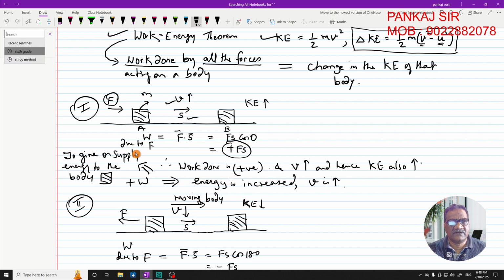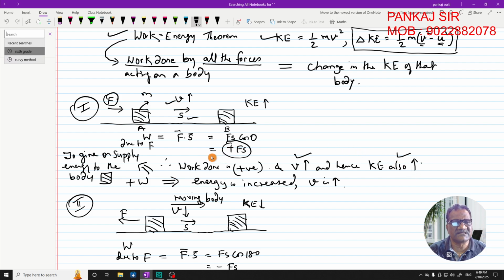Next, what is the meaning of this? Whenever a positive work is done on the body by this force F, what is happening is the velocity of this body is increasing. So positive work is associated with increase in velocity. And because the velocity is increasing, the kinetic energy will also be increased. So you can see that when positive work is done on a body due to some force, it always results in an increase in the kinetic energy, right?